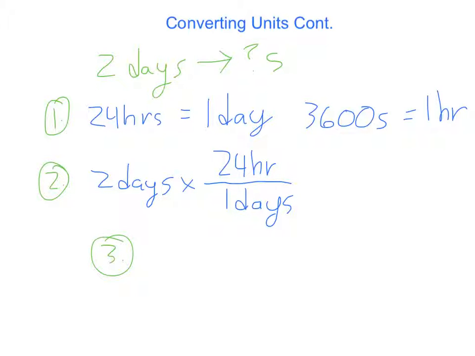Okay, and then the next step will be to multiply by my second conversion factor so that I get those hours into seconds. And based on the fact that hours are in the numerator here, that means for it to cancel, I'll need to put hours in the denominator down here and seconds in the numerator like so. And now you can see how the days will cancel here, the hours will cancel there, and the only units we are left with are seconds.